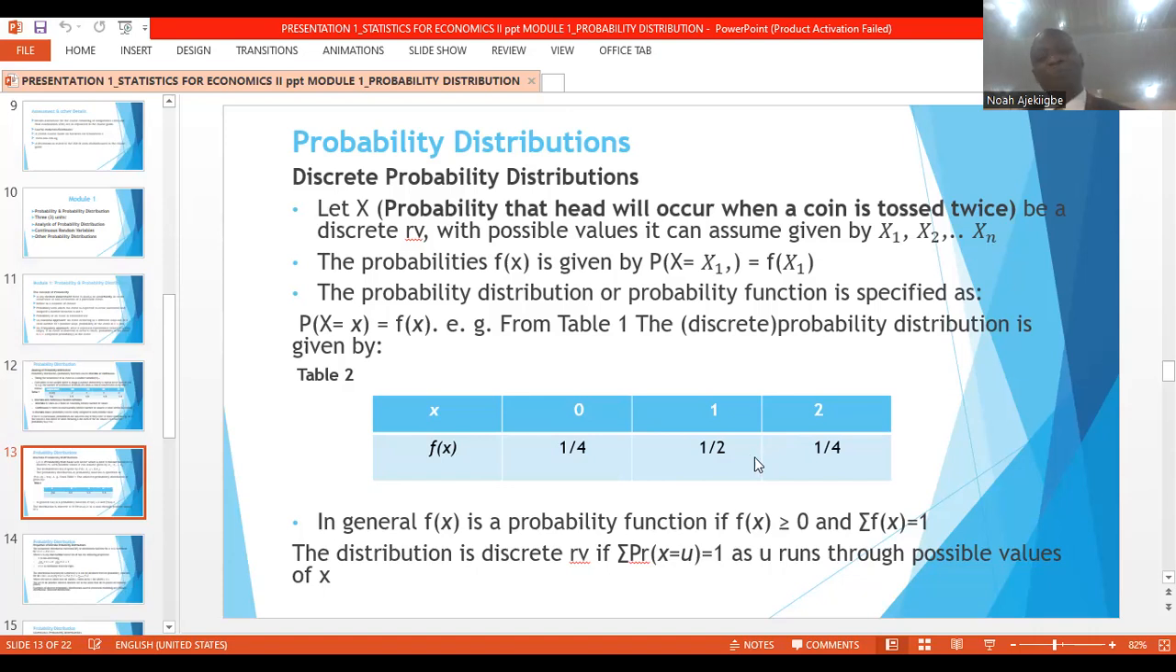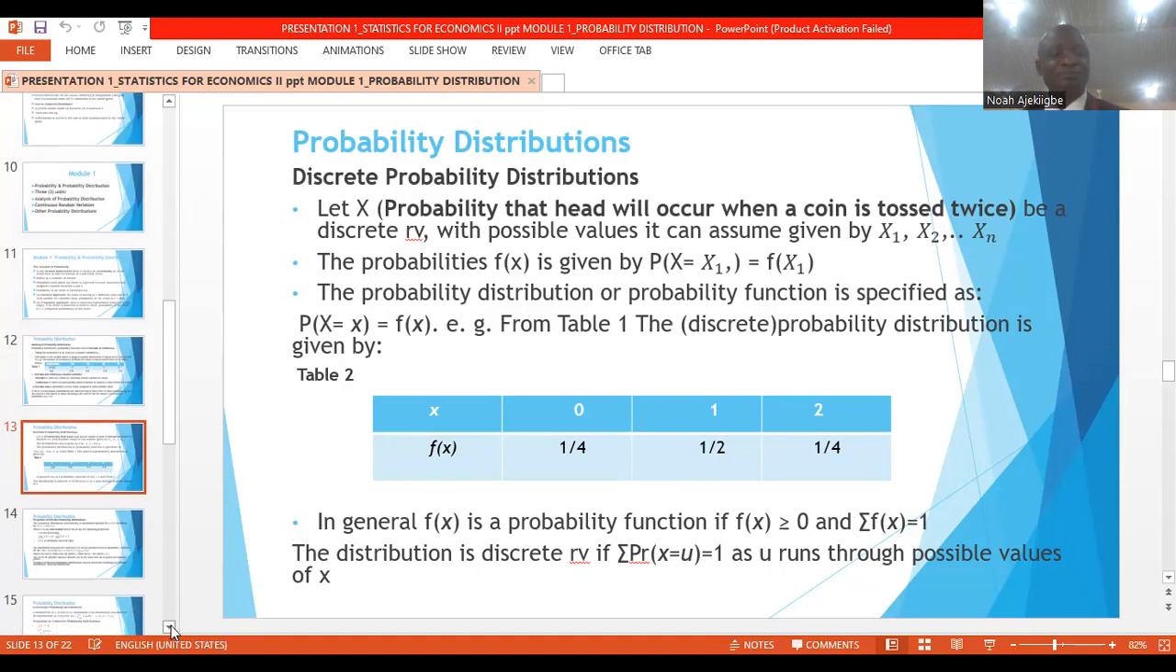So in general, the probability distribution function is greater than 0, and like I said, it assumes a value between 0 and 1. And the summation of all these probabilities, if you add 1/4 to 1/2 to 1/4, in any experiment that you carry out, the summation of that probability is equal to 1. So for a discrete random variable, the summation of the probability of x runs through all possible values of x and will be equal to 1.